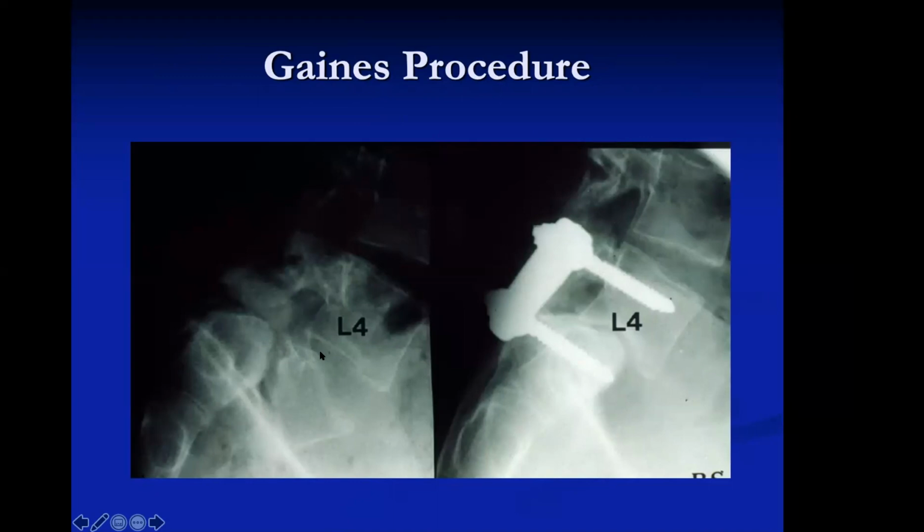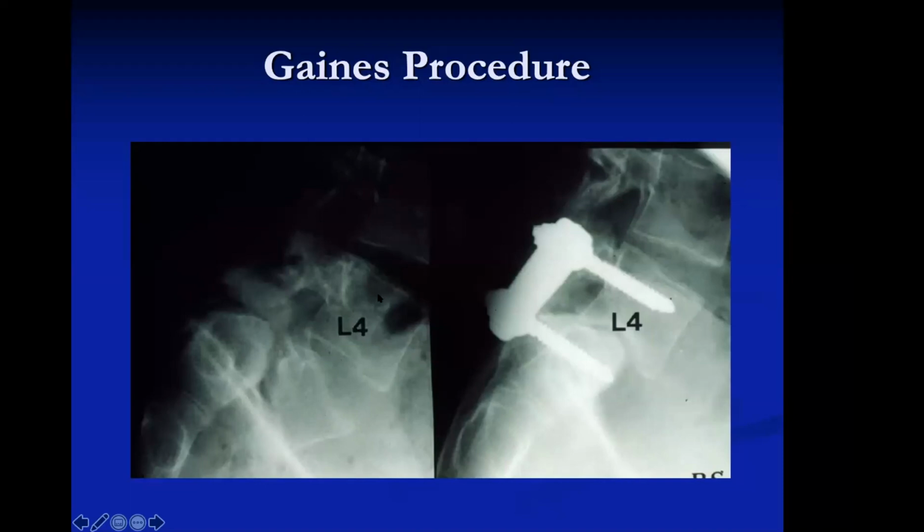The other way of reducing the listhesis is called a Gaines procedure. You do a vertebrectomy. Initially you go from the front, anterior retroperitoneal, and you excise the entire L5 body. When there is no L5 body, it is very easy to reduce L4 on S1.